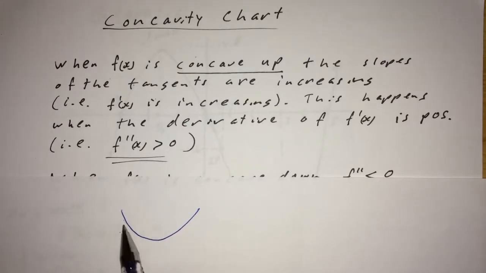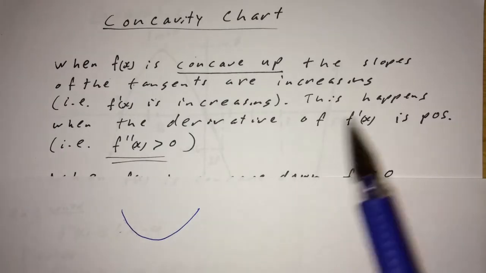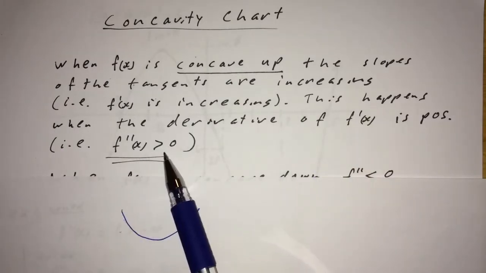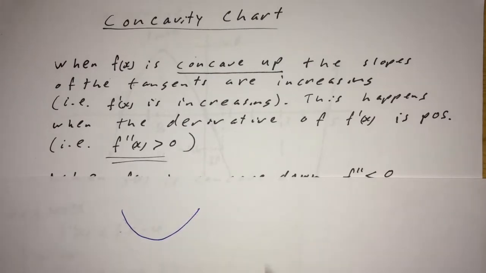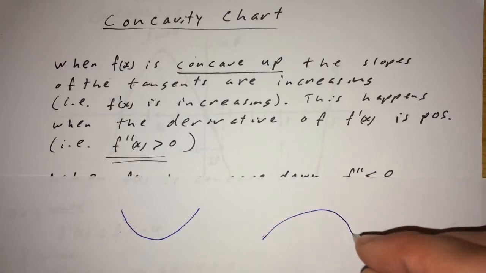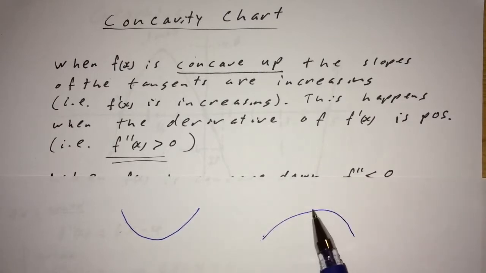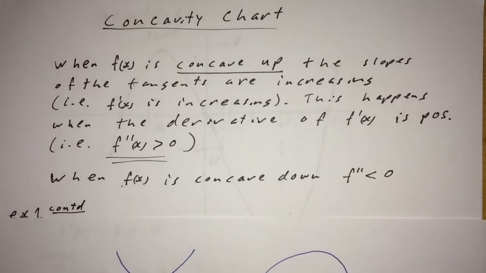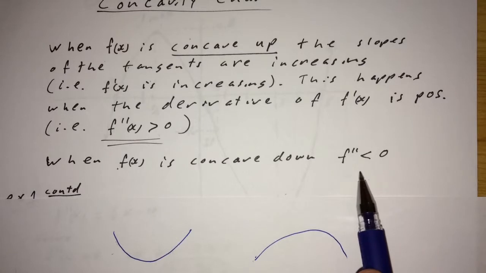If a function is increasing, then its derivatives are positive. So the slopes of the tangents are the derivative. If the derivatives are increasing, the second derivative is positive. So where a function is concave up, that is where the second derivative is greater than 0. Okay? Now, same thing applies for when the function is concave down. The slopes of the tangents are positive, 0, then negative. So they're decreasing. So the second derivative is less than 0.